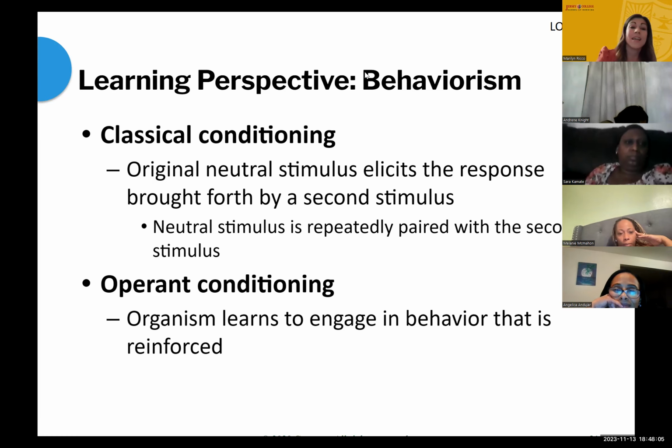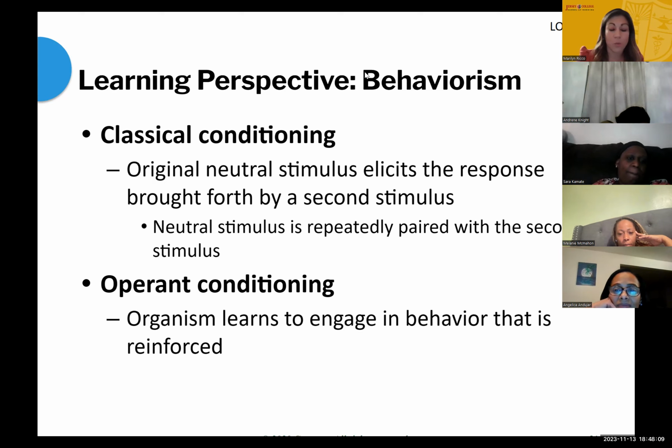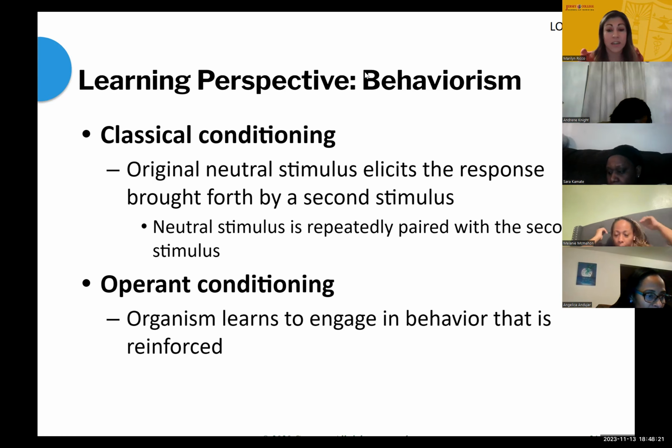Operant conditioning is when the organism learns to engage in behavior that is reinforced. We actually undergo operant conditioning from really young. Think about a child's first time going into kindergarten. At home, it's play based. And then all of a sudden they're stuck in a classroom and they have to sit there for 8 hours a day in a chair. That's operant conditioning. We are conditioned, and then we're doing this for the rest of our lives, right?